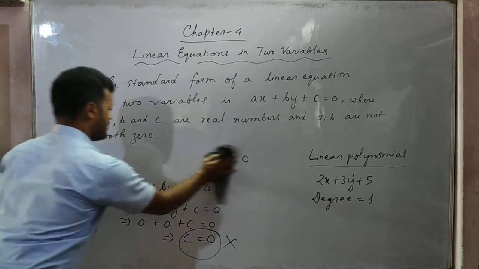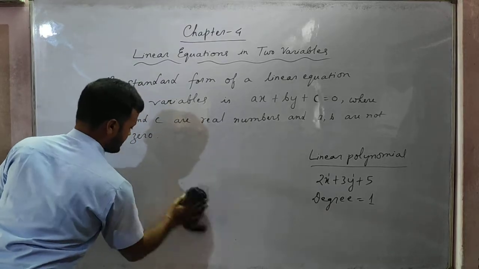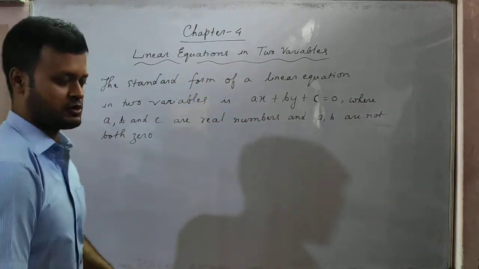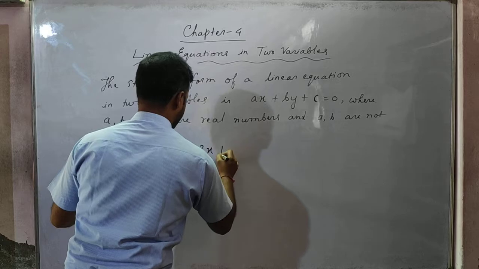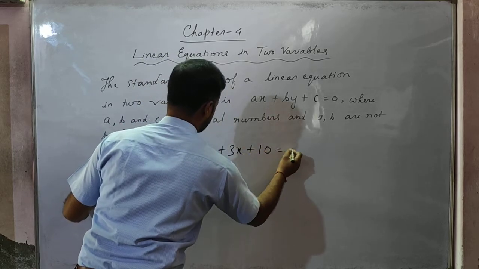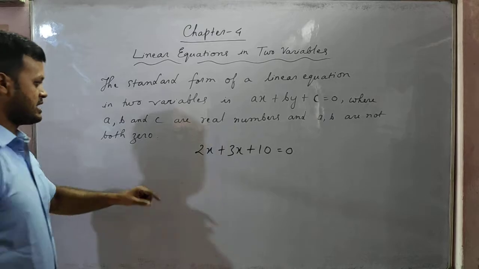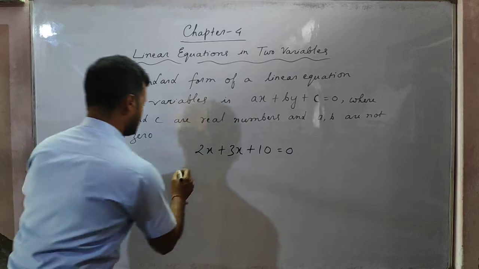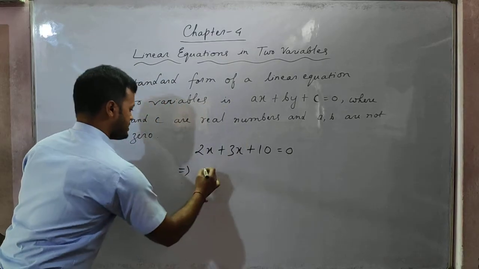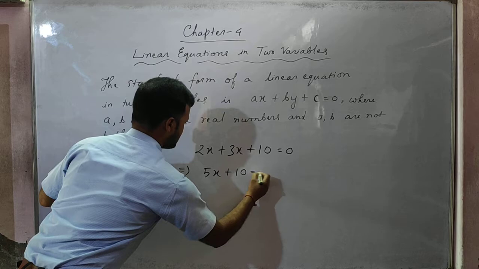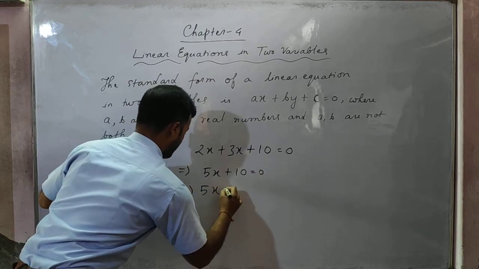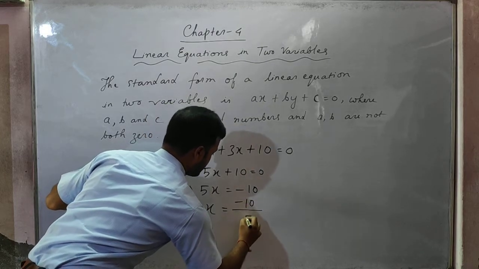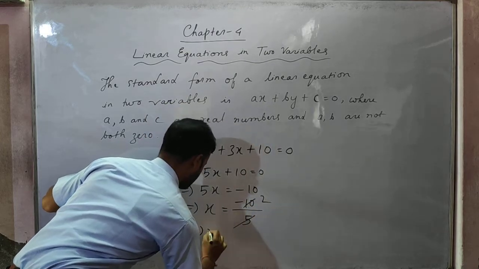Okay. So till class 8 we have learned how to solve linear equations in one variable. Suppose 2x plus 3x plus 10 is equal to 0 is there, isn't it? Linear equations in one variable we have solved, many we have solved, till class 8. So 2x plus 3x will become 5x plus 10 is equal to 0, and 5x is equal to minus 10. So x will be equal to minus 10 by 5, 2 times. So x is equal to minus 2.